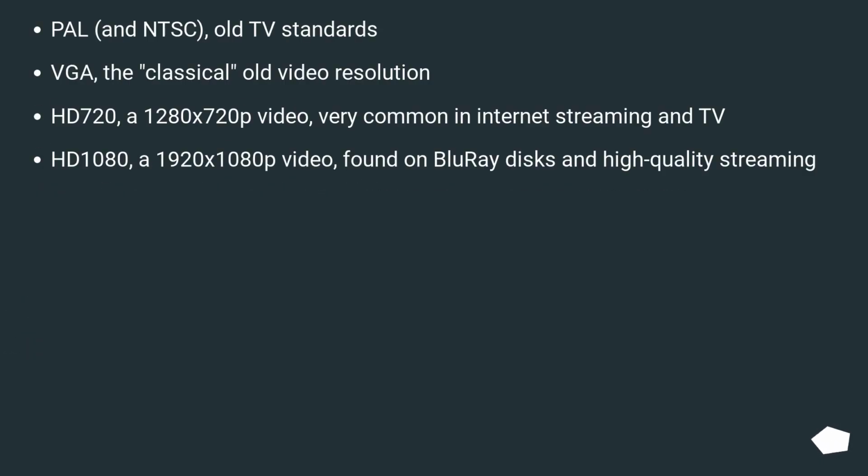PAL and NTSC, old TV standards. VGA, the classical old video resolution. HD 720, a 1280 by 720p video, very common in internet streaming and TV. HD 1080, a 1920 by 1080p video, found on Blu-ray discs and high-quality streaming.